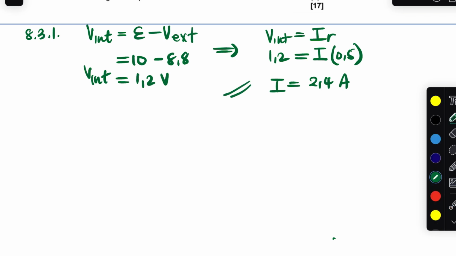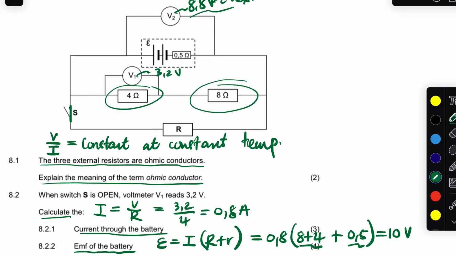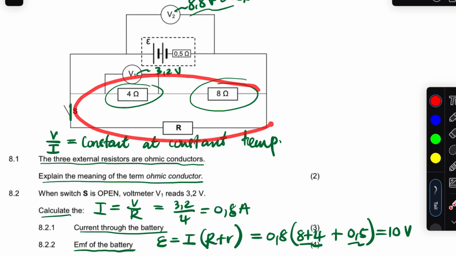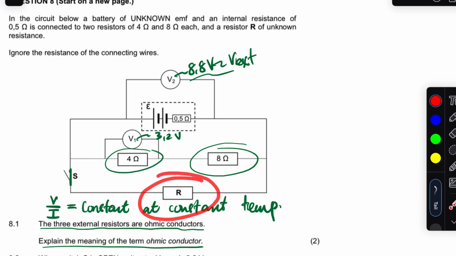So the next thing that I'm going to do is find the R external using that formula. This is R external using the V external, and using the total current, which is the current that is external. The V external is 8.8, and I divide by the current, which is 2.4, and when I punch that in the calculator, I'll get 3.67 ohms. That's the total resistance of the external. This is the sum of these two. Even though we do not know this, the question requires this.